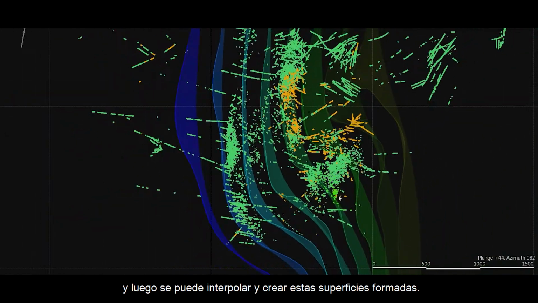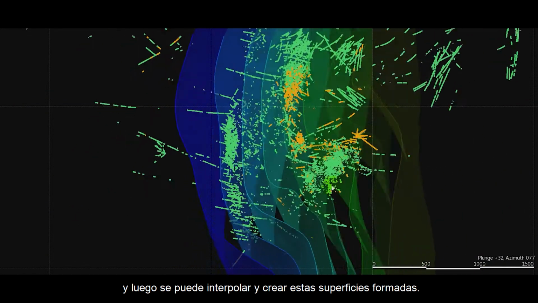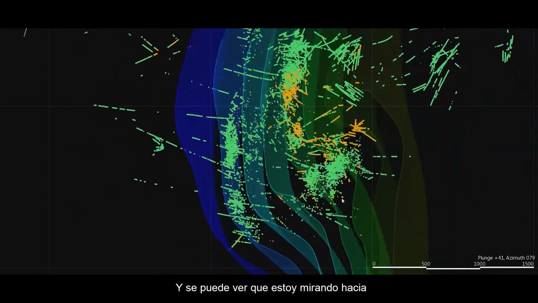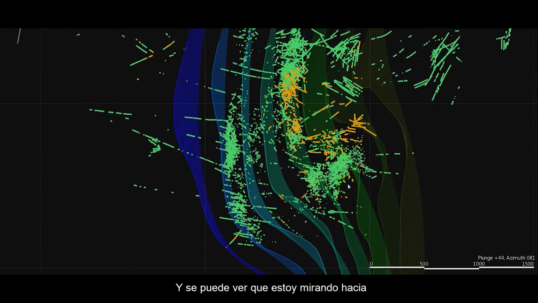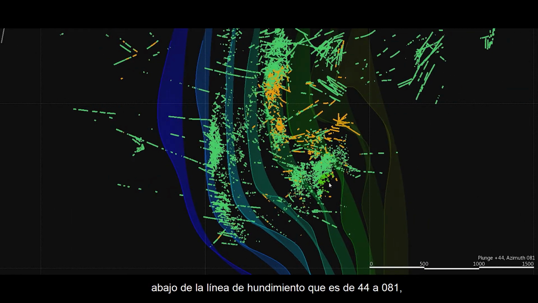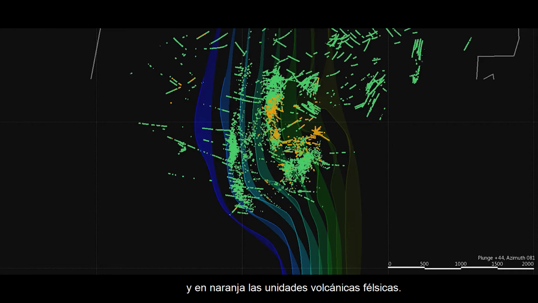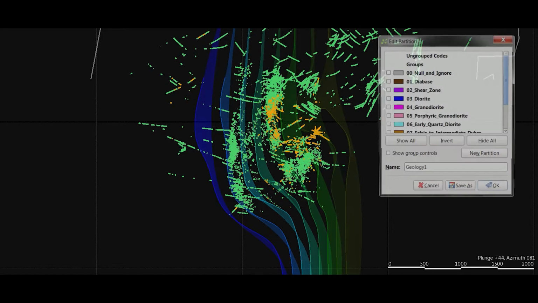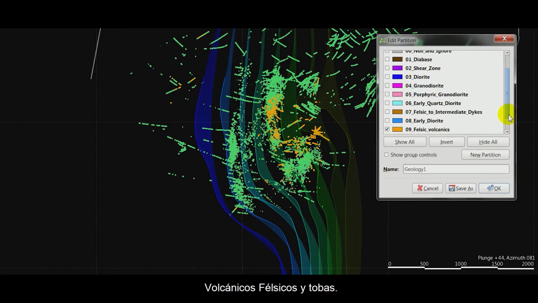And then you can interpolate and create these form surfaces, and you can see that I'm looking down the plunge line, which is 44.2081. In this case we have the TUF unit in green and the felsic unit, felsic volcanics, in orange.